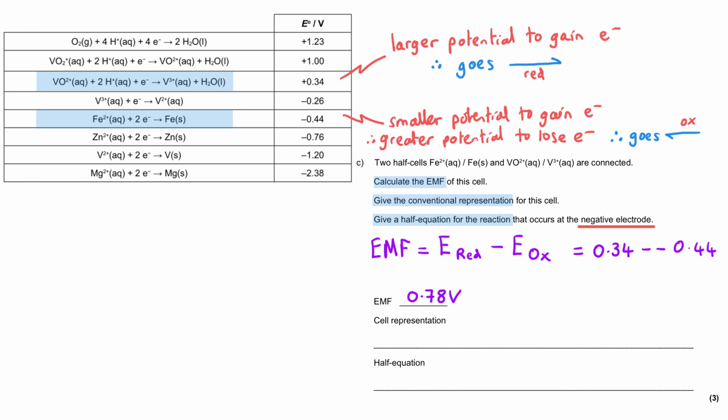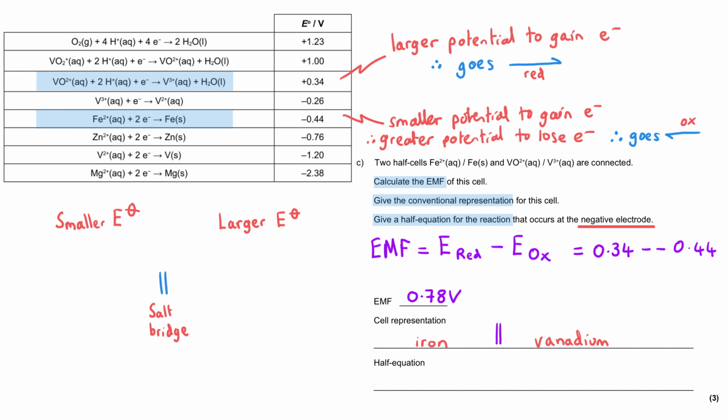When we move on to the cell representation, there are always a sequence of steps that you need to follow. First of all, we add the salt bridge as a double line in approximately where the middle will be. And then the two half equations go either side of this salt bridge, with the smaller electropotential half equation going on the left and the larger going on the right. And so for us, the iron is the smaller, that will be going on the left, and the vanadium is the larger, so that will be going on the right.